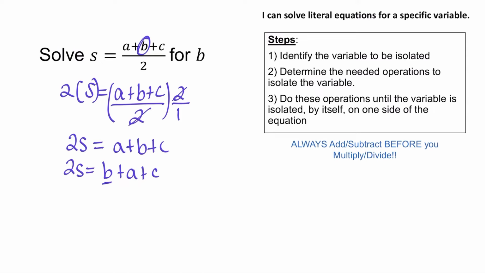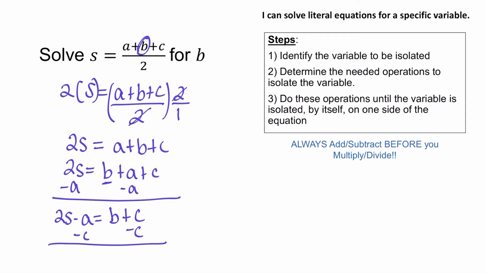Well, I want to get b by itself. So a is being added and c is being added. So I need to subtract a from both sides. So I get 2s minus a equals b plus c. Right, so b is still not by itself, so I'm going to subtract c from both sides. And so I get 2s minus a minus c equals b.